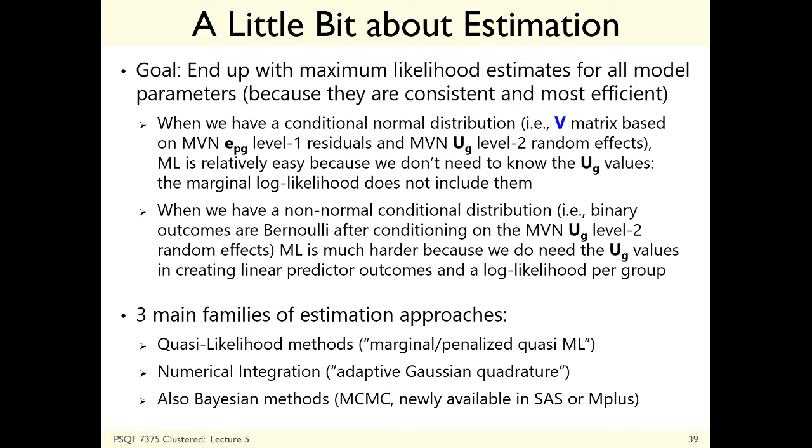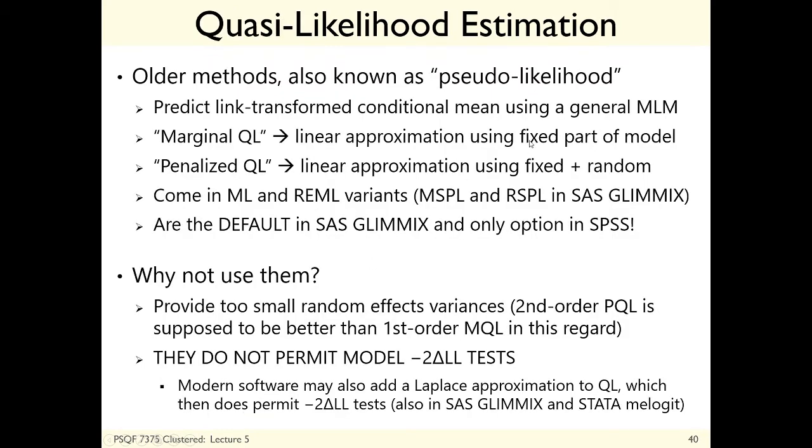IRT models is another class. You can do things as quasi-likelihood, via numeric integration, or via Bayes. So there are older methods that fall under the name of quasi-likelihood or pseudo-likelihood. Now, when you hear those words, do they inspire confidence?